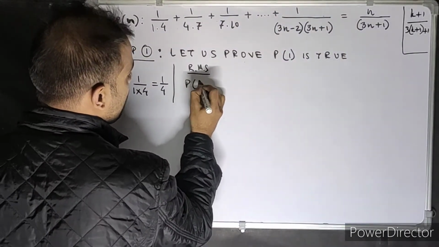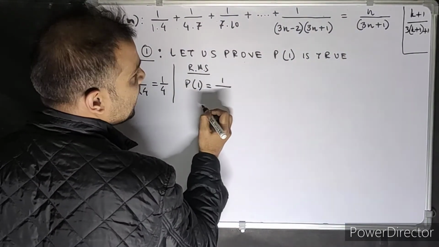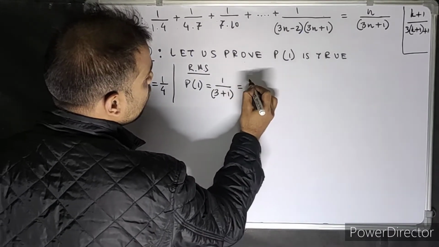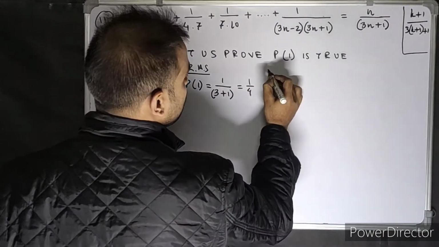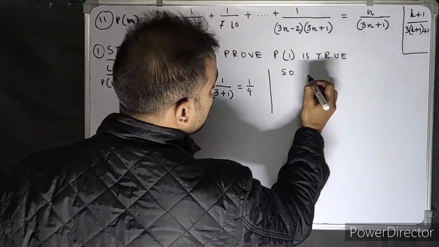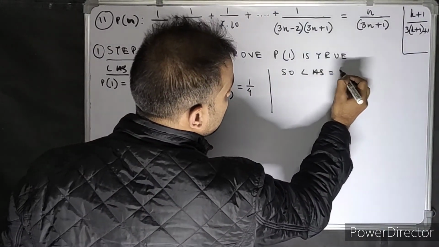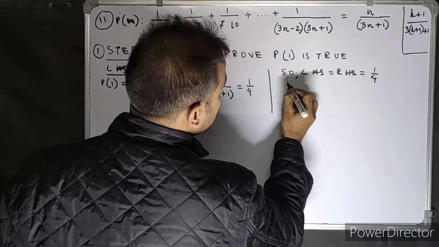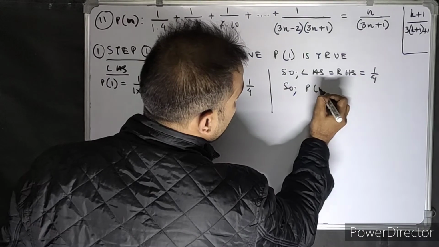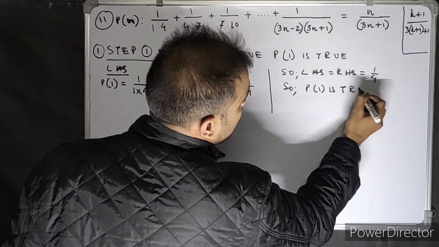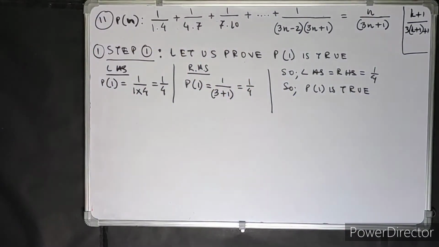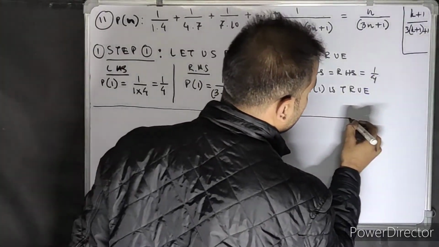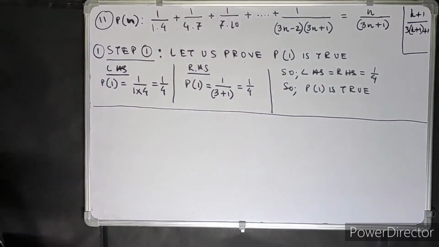So P of 1 is equal to 1 divided by 3 plus 1, which is equal to 1 by 4. So write like this: LHS equal to RHS is equal to 1 by 4. So P of 1 is true. Your first step is over, right? That's enough for the first part. Now you can go on to your second step.